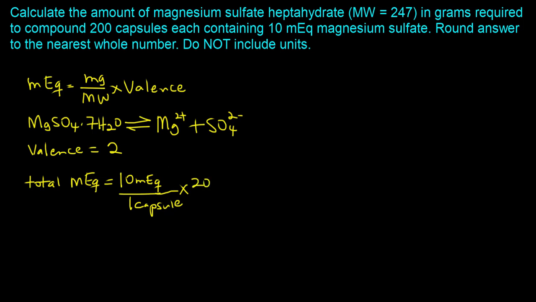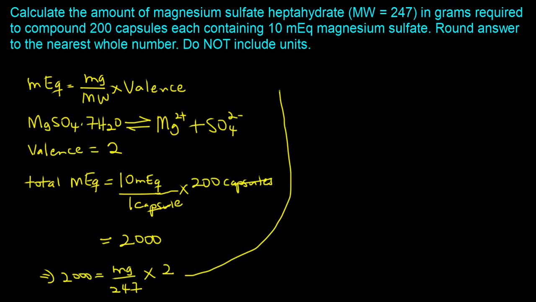And we have 200 capsules, so 200 capsules. The capsules cancel out, and your total milliequivalents is going to be 2,000. So we will have 2,000 equals quantity in milligrams divided by the molecular weight, which is 247, times the valence, which is 2. And now we can go ahead and solve for our unknown, which is the quantity in milligrams. So milligrams is going to be equal to 2,000 times 247 divided by 2.